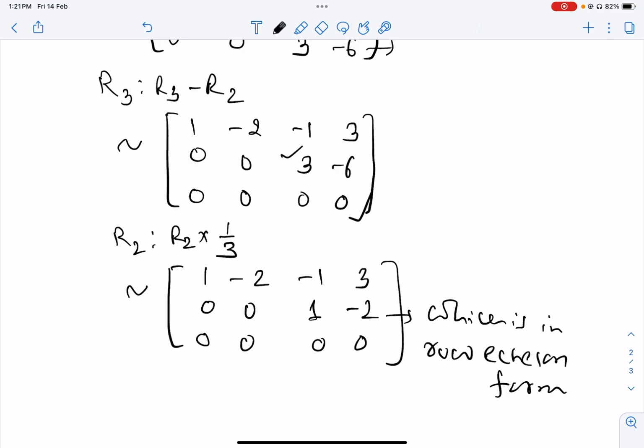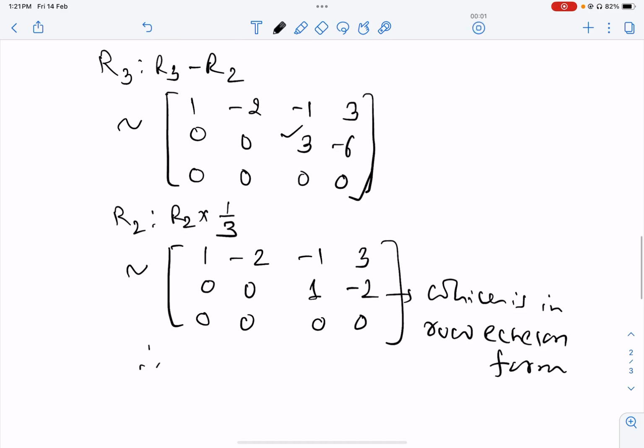And so the rank of a matrix is the number of non-zero rows, and the number of non-zero rows are one here and another here, so that is nothing but 2. Next question.